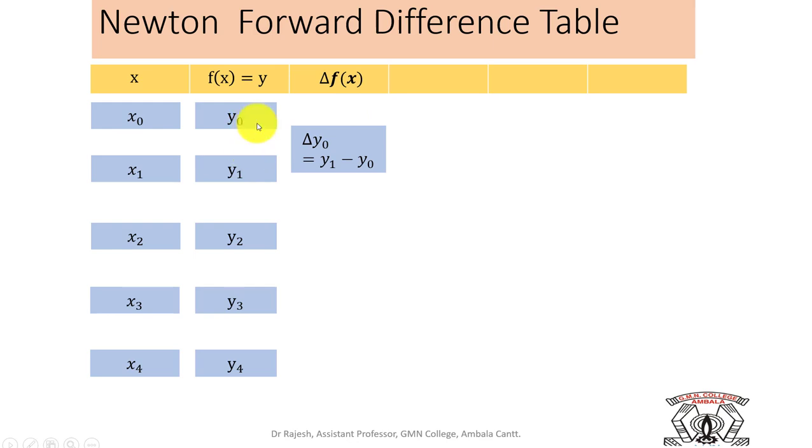So firstly, in between this and this, we will write delta y naught, which is y1 minus y naught. So here we will write in between this and this. You have to write it in between y0 and y1.